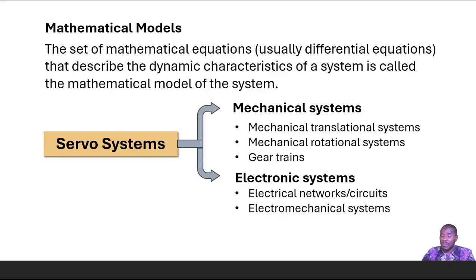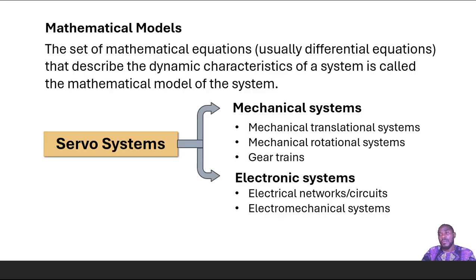And then for electronic systems, we'll look at modeling of electrical networks and electromechanical systems. I will try as much as possible to be faster today, so that we can cover more ground. I will just handle the introductory part. Then in the next video, we'll go into Laplace transforms, or Laplace. It's a French name. And then we go on to look at how all of that affects the modeling.